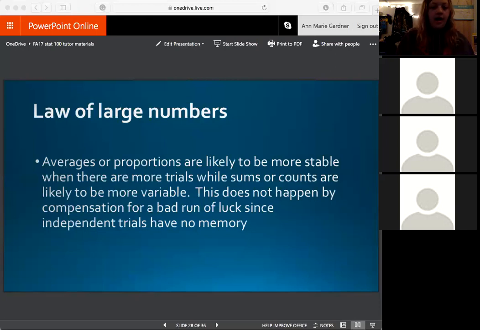But this does not happen by compensation for bad luck. Since these trials are independent, when one happens, it doesn't affect the next one, and that's what it means by it doesn't have memory. So it doesn't mean that if you had a bad run of luck but then a good run of luck in your samples, they even out. So that's why we would have more variability in that.